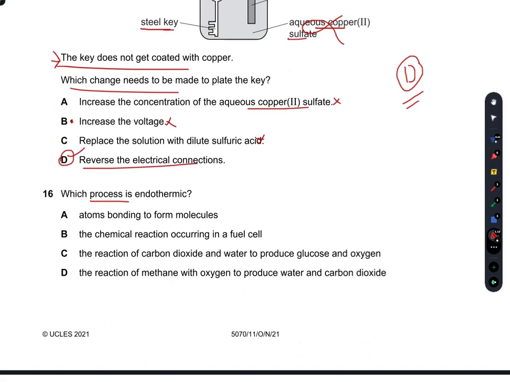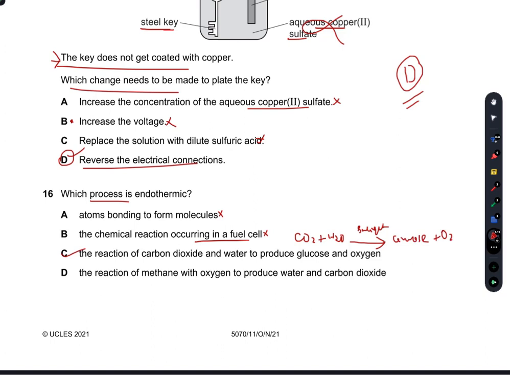Which process is endothermic? So atoms bonding to form molecules. No, this can be endothermic or exothermic, any one. The chemical reaction occurring in a fuel cell is exothermic because heat is used later on for further purposes. The reaction of CO2 and water to produce glucose and oxygen takes place in the presence of chlorophyll and sunlight. So sunlight and chlorophyll are essential, and they provide the activation energy, you can say, for this reaction. So yes, it absorbs energy from the surroundings.